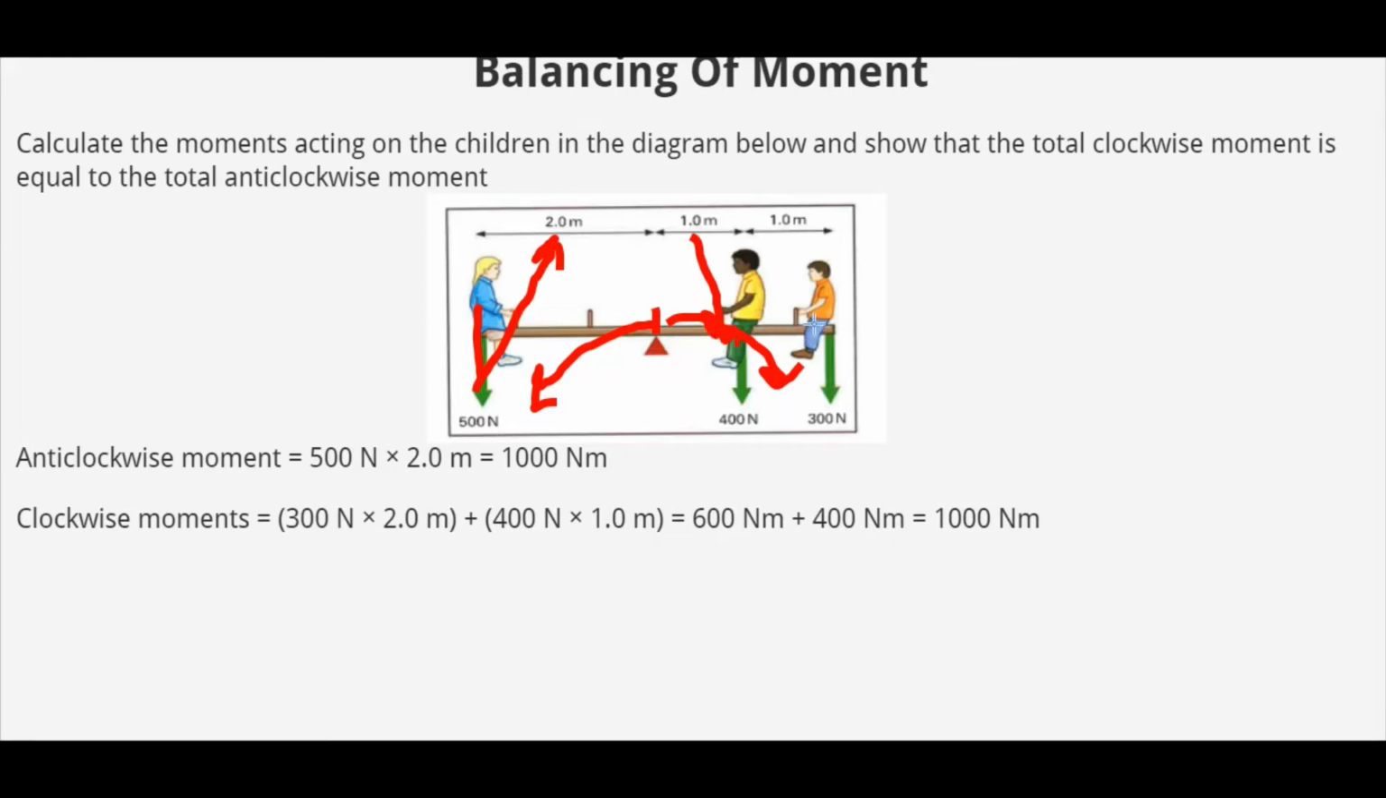Now, for the person far away from the pivot, he has 300 Newton, that's his force, and the total distance from his point to the pivot is 1 meter plus 1 meter, that's 2 meters, that's 300 times 2, that's 600 Newton meter. Adding 600 Newton meter to 400 Newton meter gives 1000 Newton meter. That shows that the anti-clockwise moment here balances the clockwise moment. This typically shows that the forces and the moments are balanced.